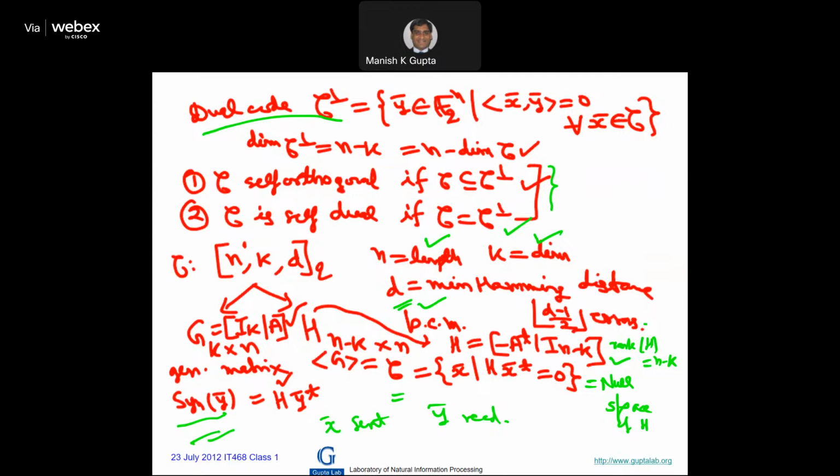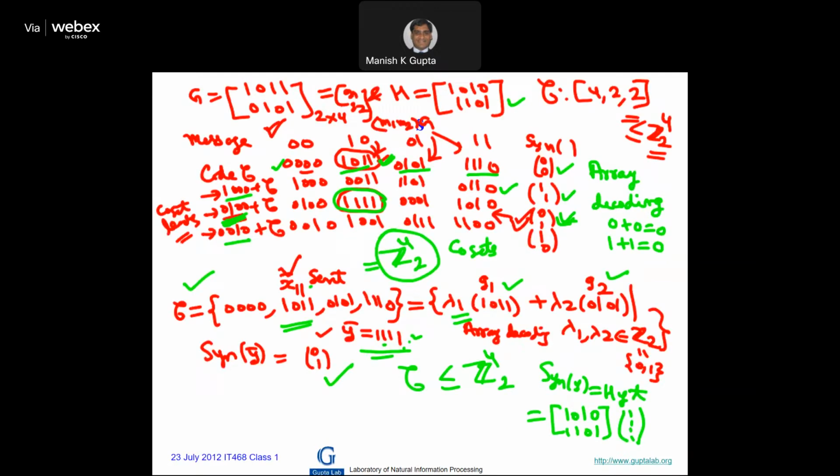Right? So here we get 1 0 1 0, 1 1 0 1. See the last 2 columns are I2, 1 0 0 1. Got it? I'm just applying that formula. Once we have this, maybe next time I can explain to you how we correct errors using another approach known as syndrome decoding, right? Okay. That we will see in the next class.